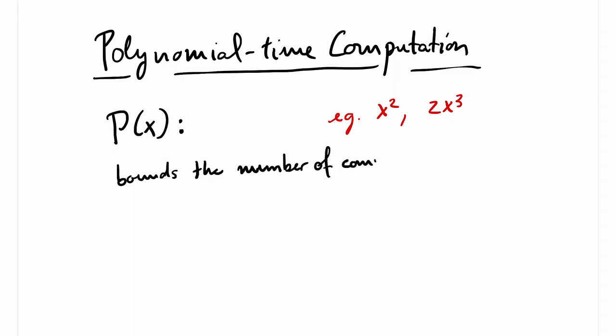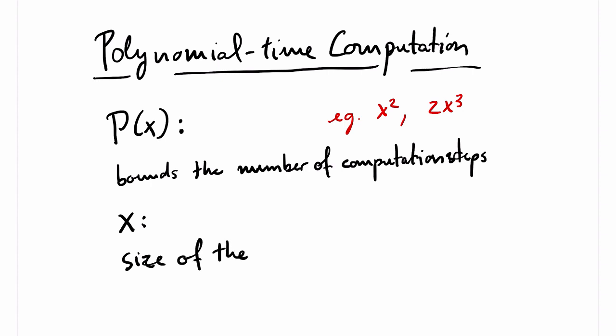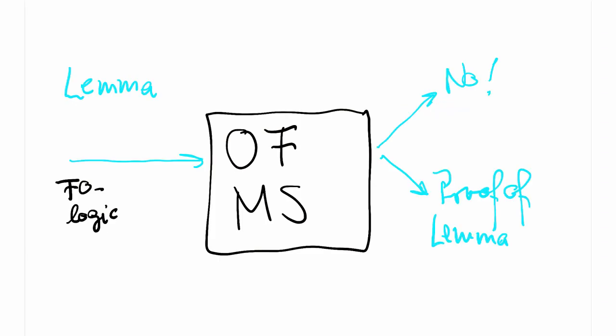So that the program runs for at most p of x computation steps, where x is the size of the input. For the Google Maps program, the size would perhaps be the size of the map, so the number of cities plus streets. For the hypothetical oracle for math students, the situation is more difficult. Actually, it might be that the shortest proof of the lemma, which is the output, is incredibly long. So if the input size is just the number of symbols that you need to write down the lemma, this is probably not a good idea.